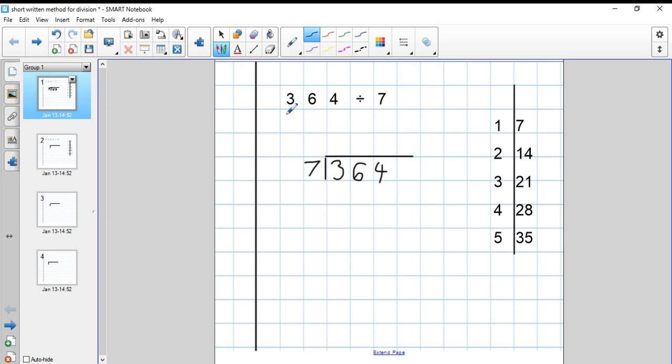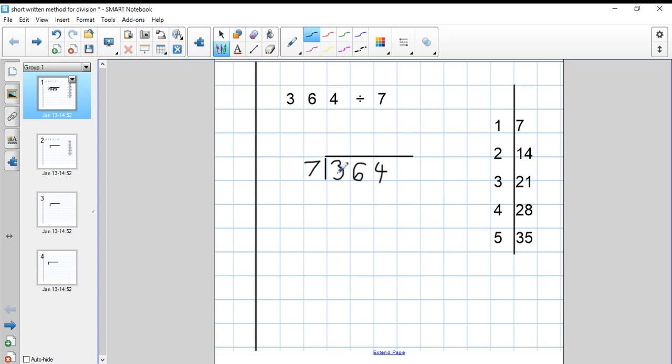Now I know 7's not going to go into 3, so I'm going to have to see how many times 7 can go into 36. I already know that just by looking at this number. So I went as close to 36 as I could, and that's how far I decided to go. So you don't always need to write the entire times tables out for a number, but that's something that can help you. So let's get on with the question.